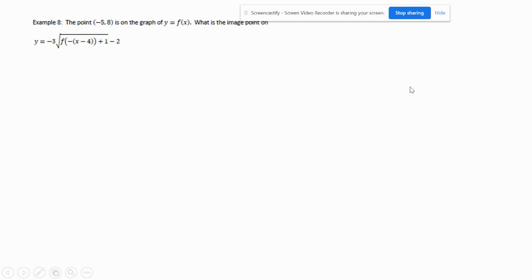All right, example 8. The point negative 5, 8 is on the graph y equals f of x. What is the image point on y equals negative 3 square root of f of negative x minus 4 plus 1, minus 2? Okay, this question is quite difficult. We're going to do it with mapping notation. So for the moment here, forget about the square root, and what would be the mapping notation for this guy over here?